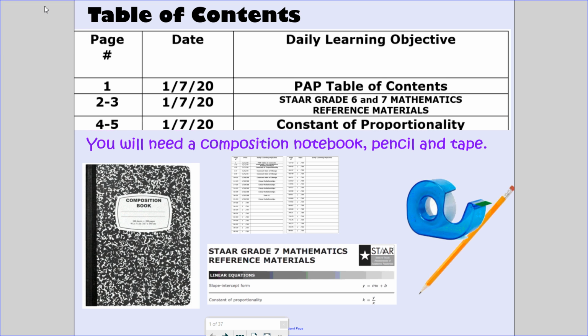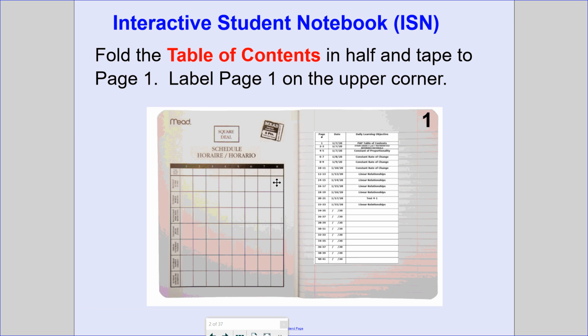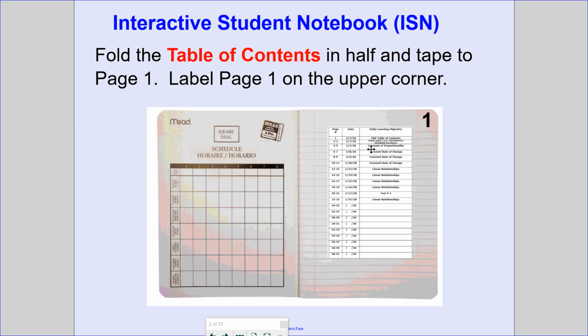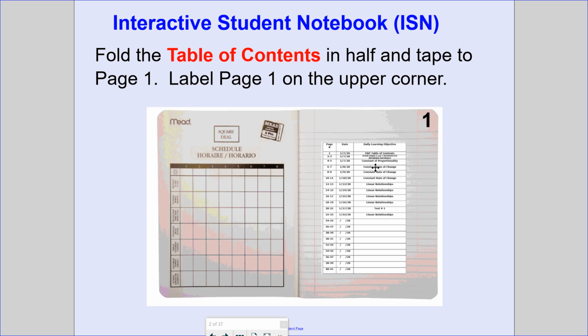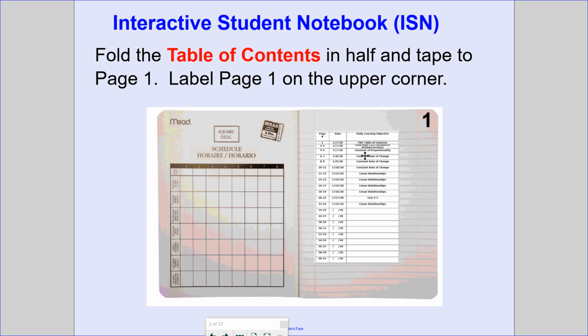Welcome to the second semester of Advanced Math. So you will need a composition notebook, pencil, and tape. You're going to be taping your table of contents into the composition notebook on page 1. Make sure you label page 1 on the upper corner. Fold your table of contents vertically and put it on page 1.